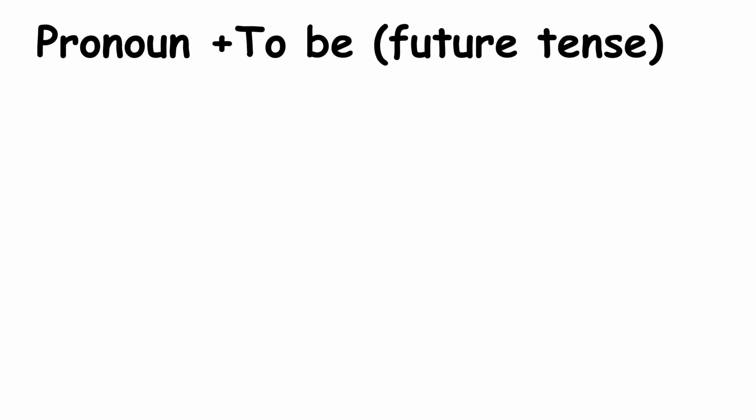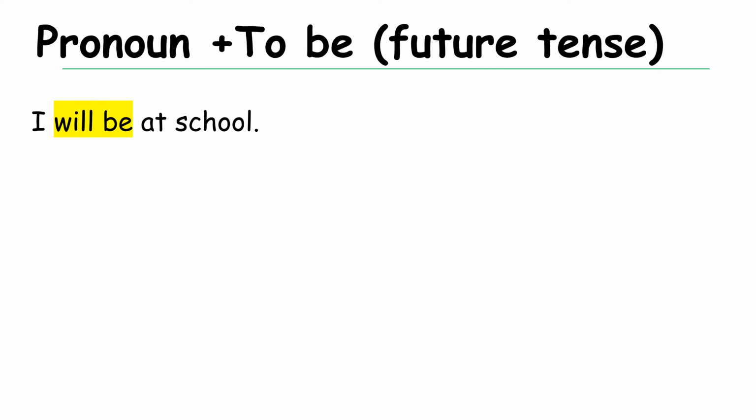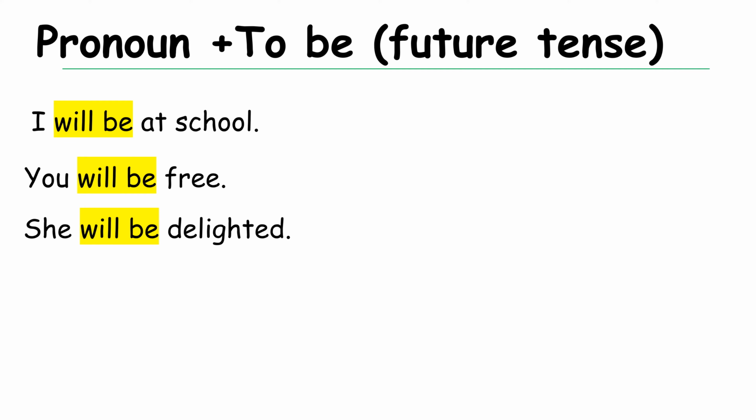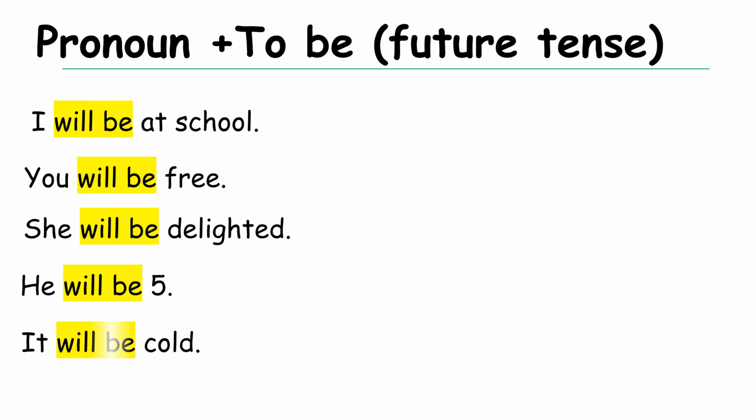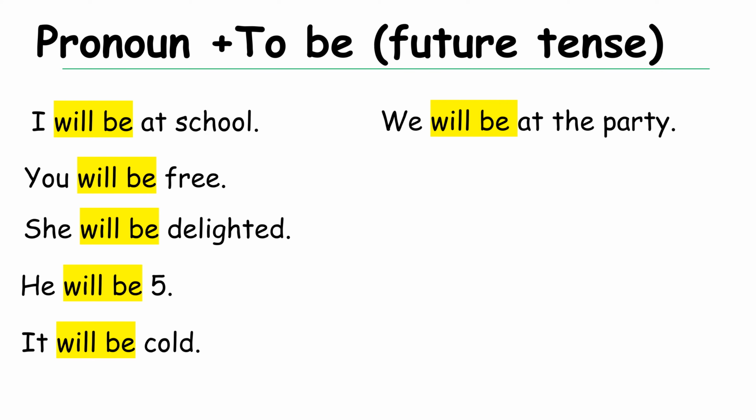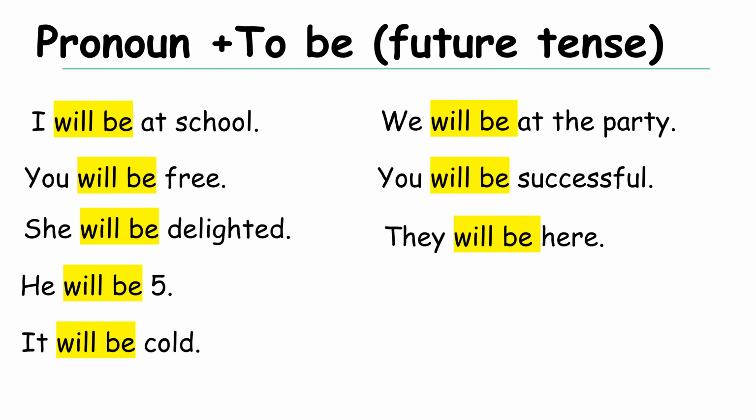Now let's look at it in a few examples. On this slide, we'll look at to be in the future tense form when the subject is a pronoun. I will be at school. You will be free. She will be delighted. He will be 5. It will be cold. We will be at the party. You will be successful. They will be here.